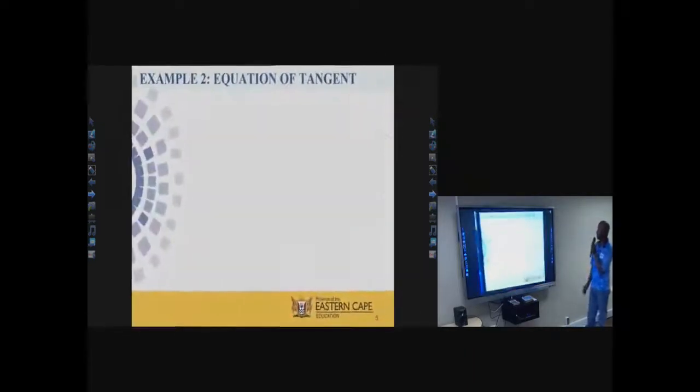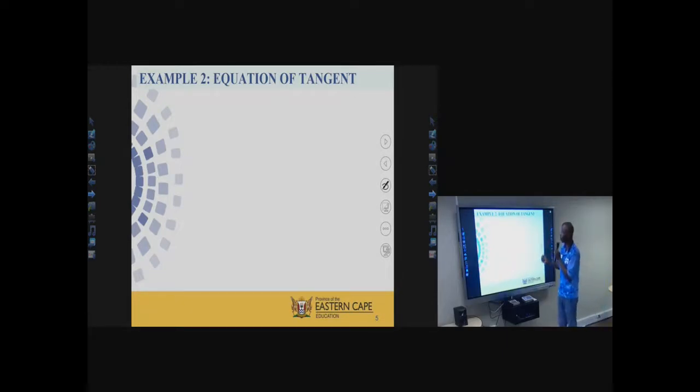Now, let's do this example about the equation of a tangent. Remember, I am choosing at times, especially when I'm doing examples and I'm explaining concepts, to draw using a free hand because I know those, as you are viewing or as you are listening, you will be expected to draw using your free hand. So that is why from time to time I prefer to use a free hand.